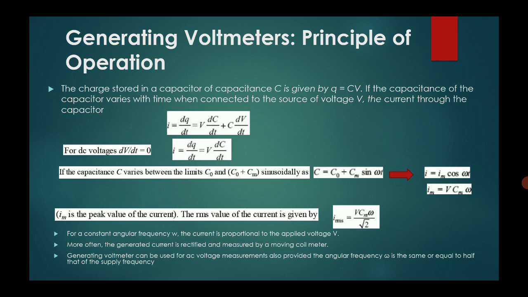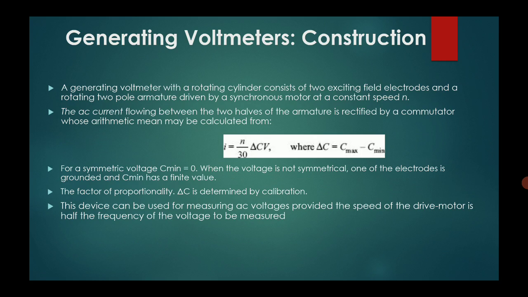More often, the generator current is rectified and measured by a moving coil meter. A generating voltmeter can be used for AC voltage measurements, provided the angular frequency omega is the same as or equal to half of that of the supply frequency. Now we'll see about the construction of the generating voltmeter.